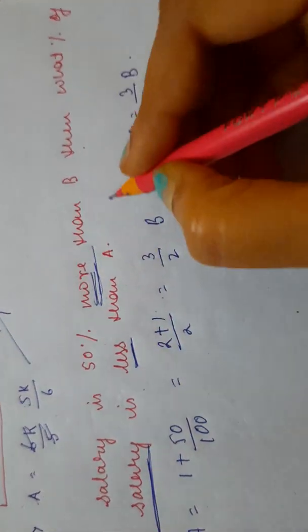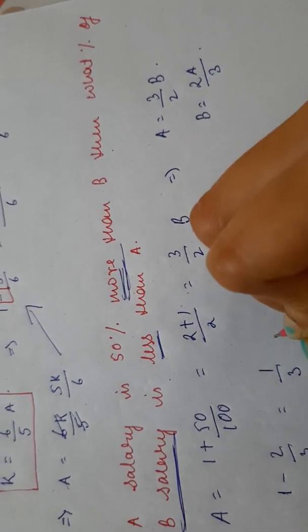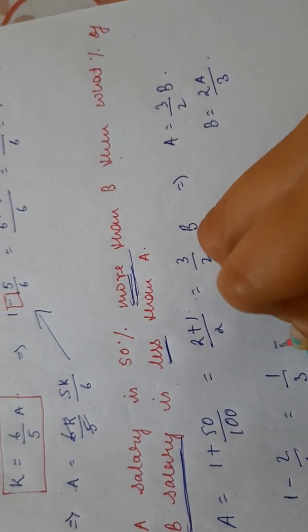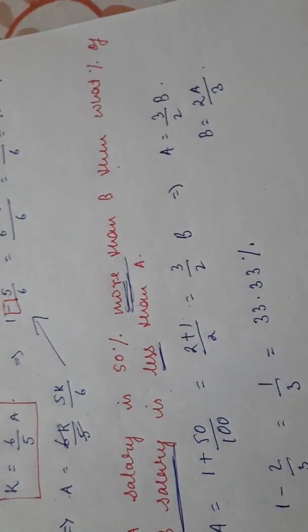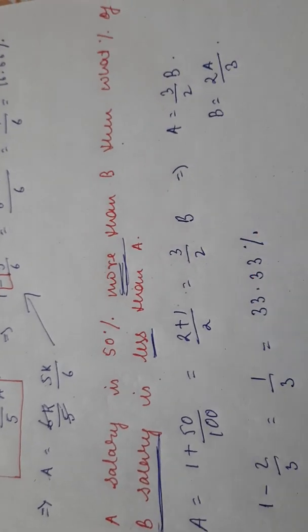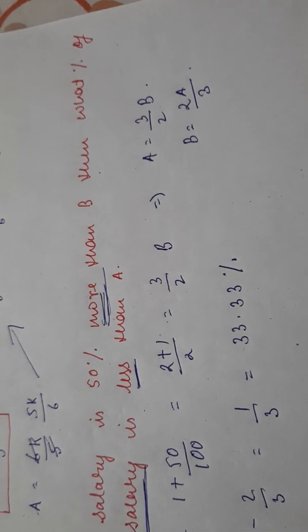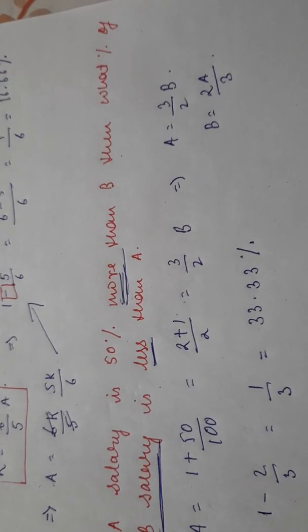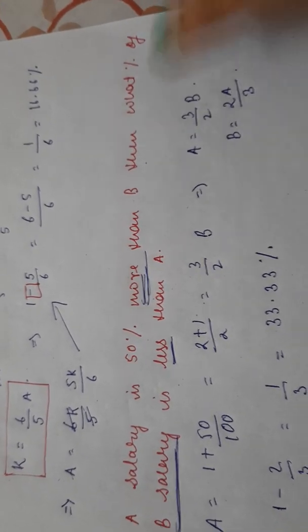Now it said less than A. So 1 minus 2 by 3, that is 1 by 3, right? What is the percentage of 1 by 3? It is 33.33%. So this is the advantage of memorizing the chart. If you know that the percentage of 1 by 3 is 33.33%, you can directly write it. You don't have to find the percentage and you don't have to do those things. So I think you understood what you have to do.